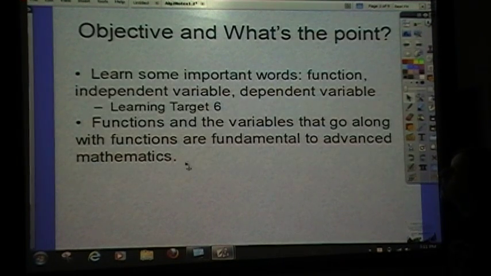Okay, here we go. Objective and what's the point? We are going to learn some important words today. I can't tell you enough how important these words are. Function, independent variable, and dependent variable. This is learning target 6.